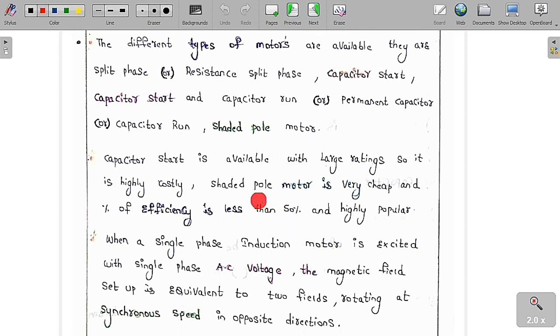I have already told you the starting torque of the shaded pole motor is very low compared to the remaining single phase induction motors. Also, in a shaded pole motor, the rotor always rotates from the unshaded part to the shaded part. The flux in the unshaded pole always leads the flux in the shaded pole, because the flux in the shaded pole always lags the flux in the unshaded pole.